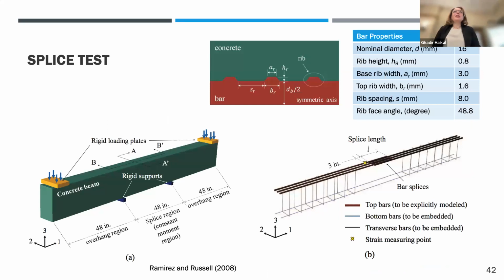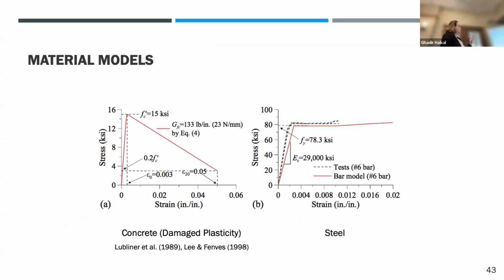So this is the first test that we modeled, a splice test. This is a test that we had experimental data from. This is in collaboration with my colleague at Purdue University, Julio Ramirez. And these are the dimensions and then the properties of the bars and the concrete properties as well. So we use the material properties of the steel and the concrete that are available in Abacus. Again, we're using Abacus for this solution.